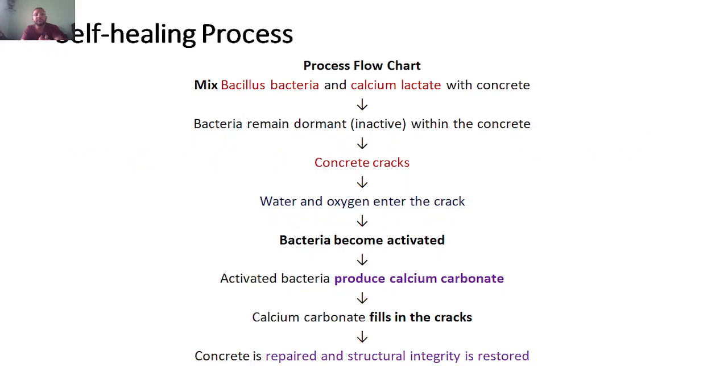So this is the process of self-healing. Let's see the process flow chart. First, what we need is bacteria. It can be any bacteria, but most of the time we use Bacillus bacteria. Now we use calcium lactate, because it acts as a nutrient, food for this bacteria. So while mixing the concrete, you add the Bacillus bacteria and calcium lactate: two things to be added extra along with the concrete.